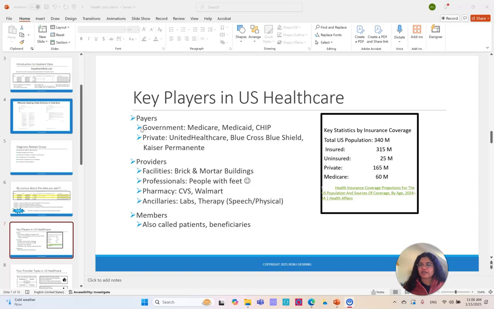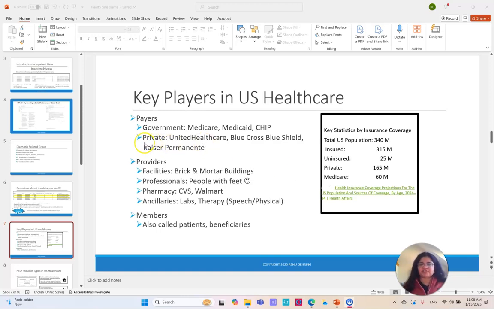And so a large section of healthcare services are paid for by the government in the United States. And the entities in the government are Medicare, Medicaid, and CHIP, which is the Children's Health Insurance. And on the right here, you can see that the total US population is around 340 million, and the insured are around 315 million. The rest are uninsured. And of those, about 60 million are Medicare alone. So if you do your math correctly, you can figure out that almost half of the population of the US is funded by the government, and the other half, roughly, is funded by private health insurance payers.